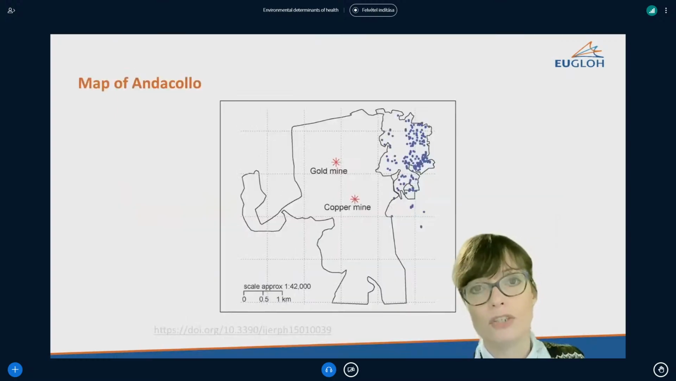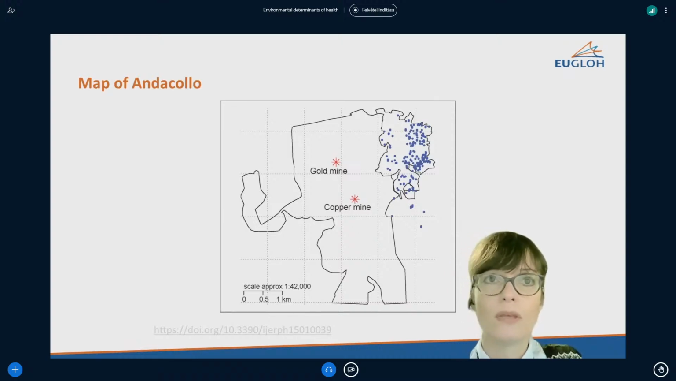Here you see the location of the industrial mines and the location of the community. You can see that the distance between the mines and the town is very small. The town is located just 1 to 5 kilometers from the 2 mines.